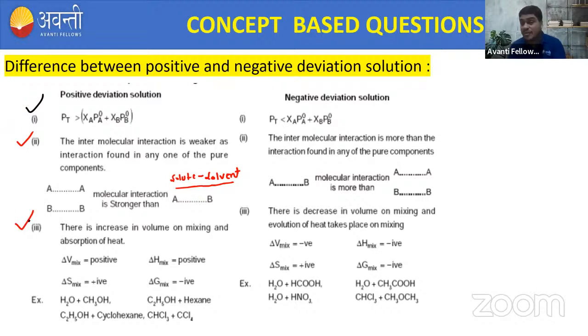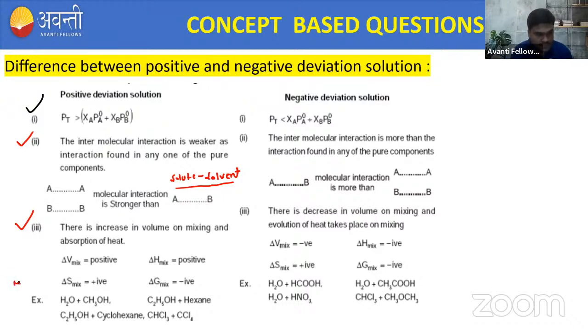Now, what is the effect of positive deviation? There is an increase in the volume, because for non-ideal solutions, one thing we know is that delta V and delta S, delta G is not equal to 0, right? So what happens for positive deviation? The value will increase, right? Delta V of mixing comes out to be positive. Delta H of mixing is also positive, or endothermic. Delta S of mixing is also positive. Delta G remains negative, right? So what are the examples?